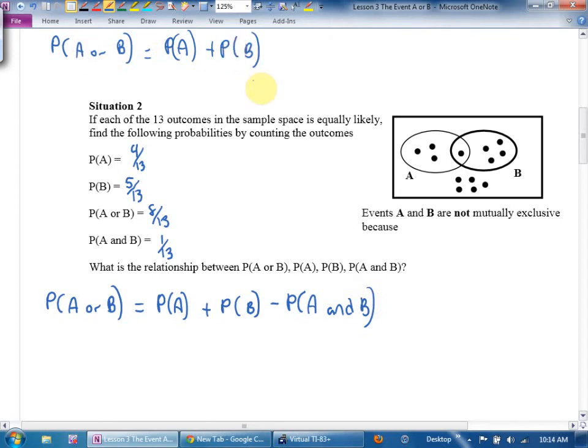So events A and B are not mutually exclusive. Why are these not mutually exclusive? How can you tell just by glancing at the Venn diagram? Because they overlap. Or the probability of A and B is not equal to zero.